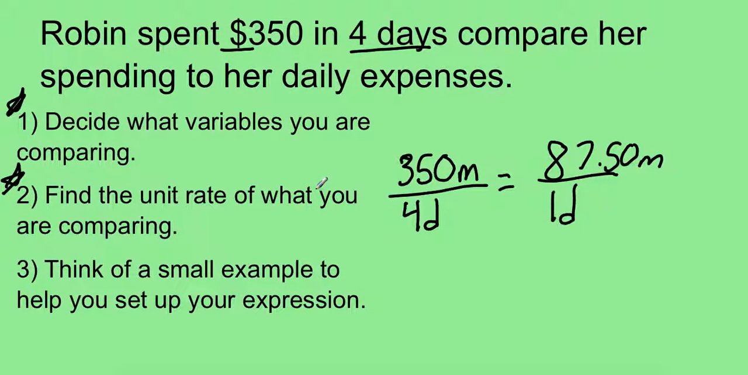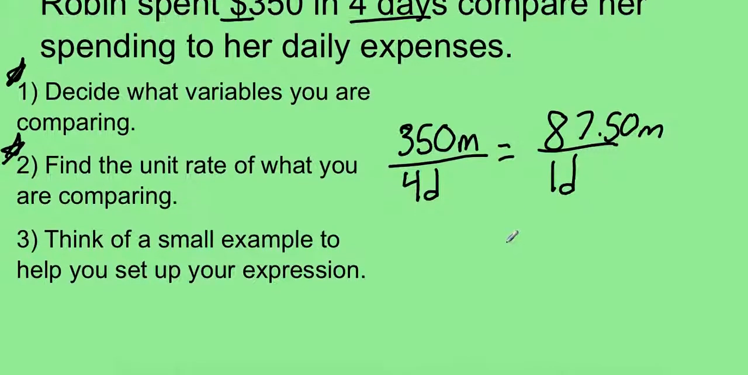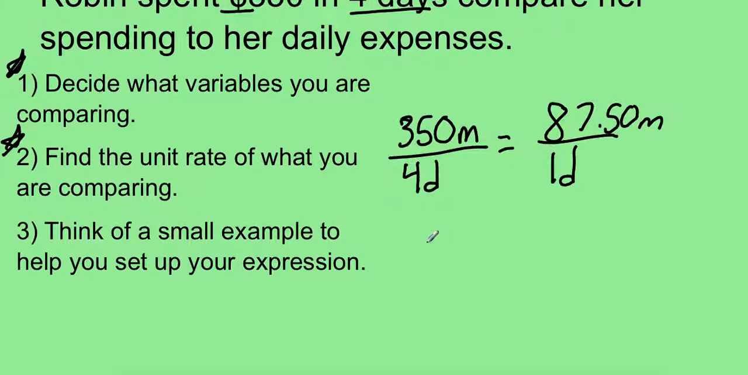So now we need to think of a small example to figure out, well, how much money are we really spending, and this will help us set up our equation. So let's imagine that this person is spending her money for 10 days straight. So we have $87.50 times 10, and that's going to equal $875.